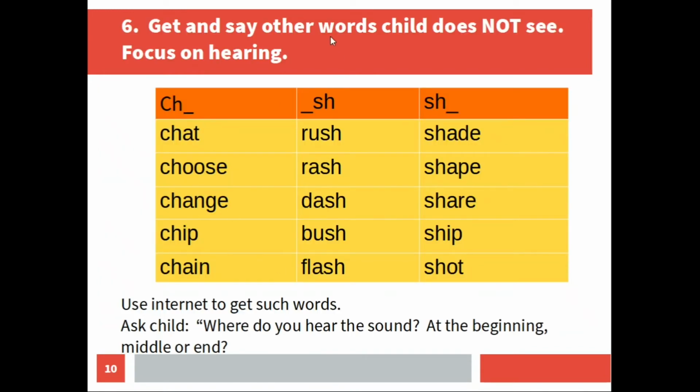You then can get other words that the child does not see. Remember, in the previous cases, the child had to write the words later on. And now, in this instance, you take a little bit of a step further, and you want the child only to listen and recognize the word on the basis of hearing. You tell the child, I'm now going to say a word, and tell me what sound you hear.